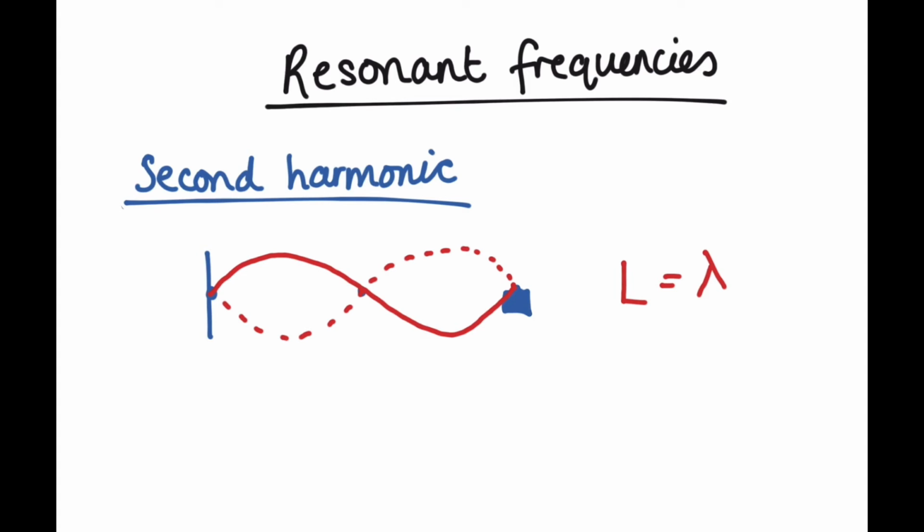And I'm just labeling on the nodes. Like so, 3 nodes and 2 antinodes for the second harmonic, which is at a higher frequency than the first harmonic.